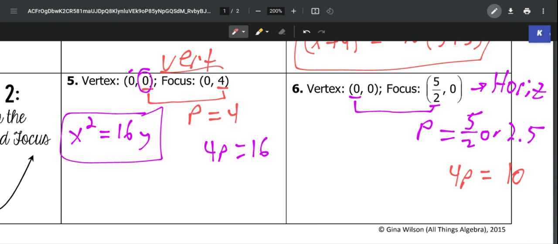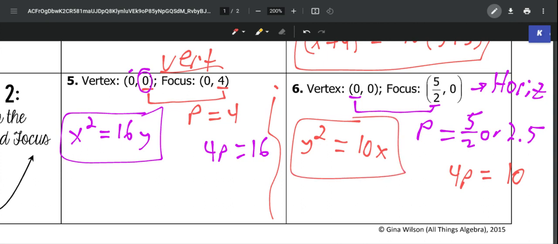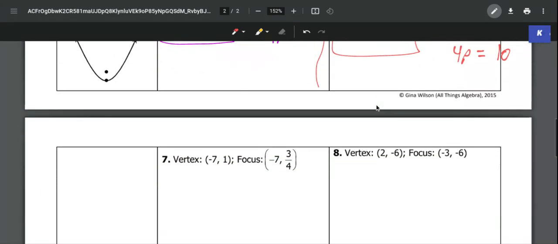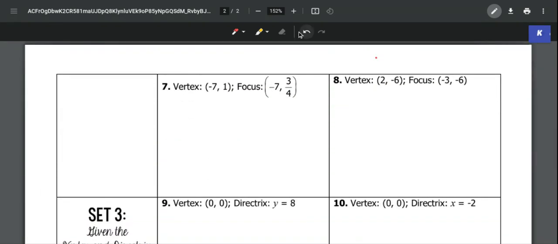All right, so now we can make our equation. Since this is horizontal, we should have y first. Y is going to be by itself because the x coordinate for the vertex was 0, so we'll just have y squared equal to 4p, which is 10. And then that's going to be multiplied by x, but x is going to be by itself too because the x coordinate for the vertex was 0. So y squared is equal to 10x would be your equation for number 6. And then I may do 7 and 8.